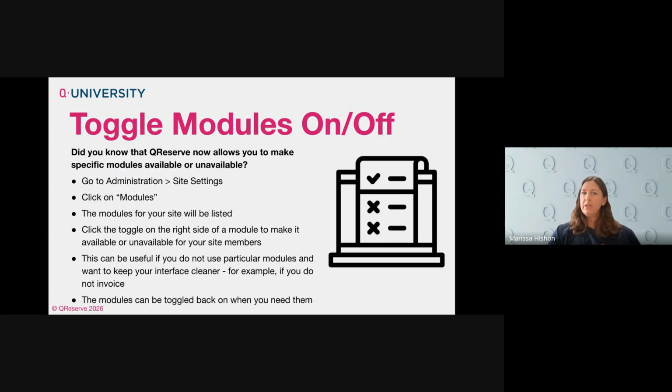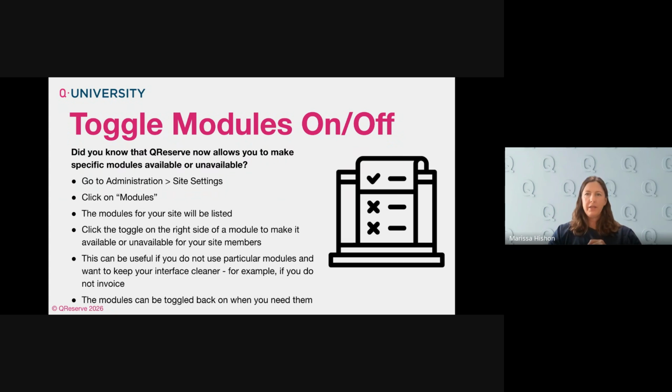What you'll want to do is go to your administration tab and into the site settings section. You'll scroll down to modules and you'll be able to see the modules that are available for your site. They're all listed down the page with toggles on each one. Simply toggle it on or off to make it available or unavailable. So let's go back to our demo site and we can take a look at what that looks like.